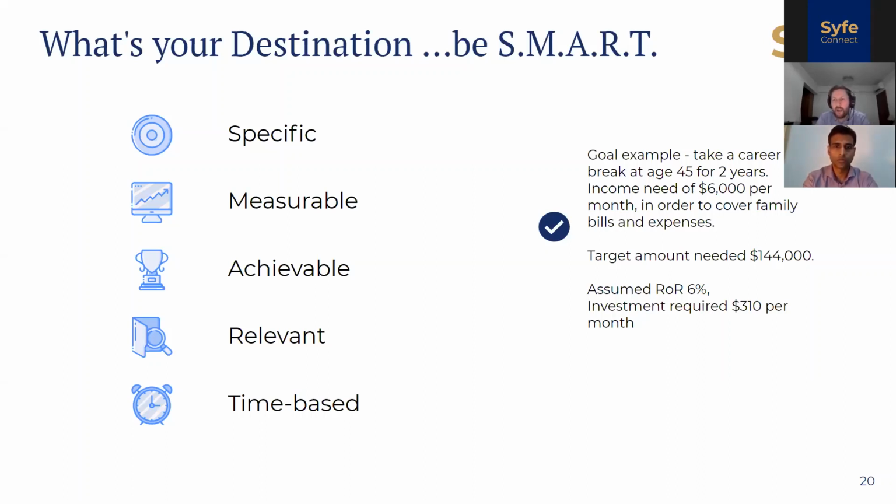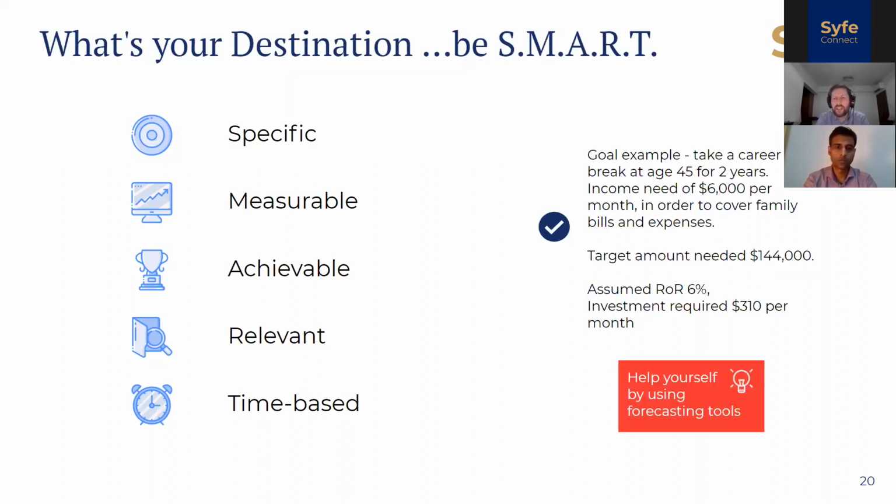$144,000. Now, if we work backwards and say, well, how much do we then need to invest to realize that goal? We're assuming a rate of return of 6% here. The investment required is actually only $310 per month to achieve that target, which ultimately will achieve your goal. Now, in this particular example, this person was age 25, so they had a 20-year timeline to achieve that goal, but the same principles apply for any time duration.